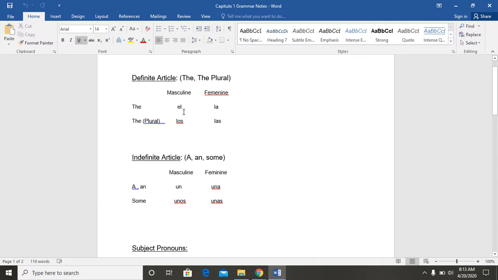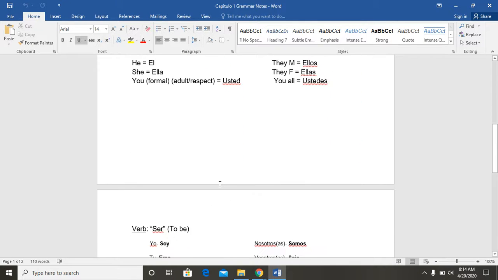Remember that words that end in O are masculine, words that end in A are feminine. And the same thing applies to these. So I noticed that some of you did really well with the indefinite, but were struggling with the definite. Some of you did well with both, and then some of you did well with these and not so much with these. So just remember they follow the same guidelines.